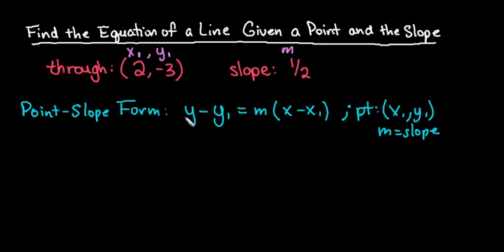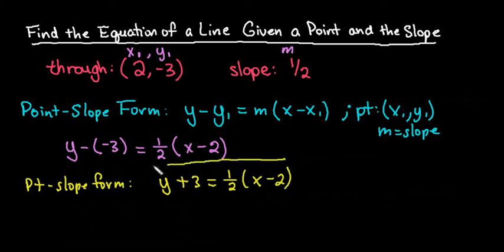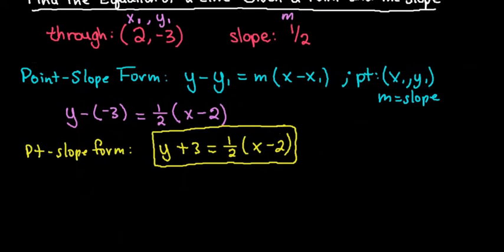So with this, we're going to replace our y1 with the -3. We're going to replace our m with the 1/2. And we're going to replace our x1 with the 2. So if your directions say find the point-slope form, your final answer would be y plus 3 equals 1/2 times (x minus 2), and you would be done. Most of the time it's not going to ask for this. Most of the time it's going to want it in slope-intercept form.